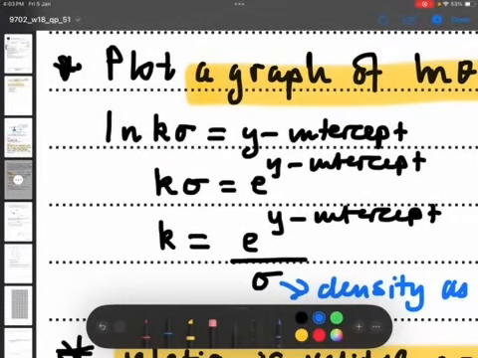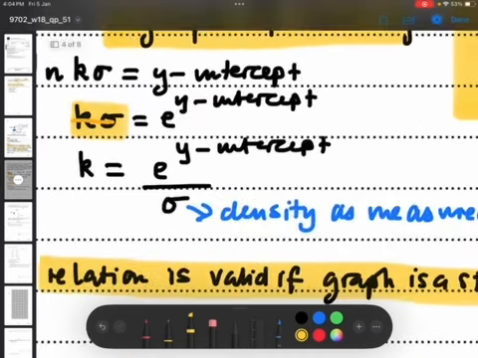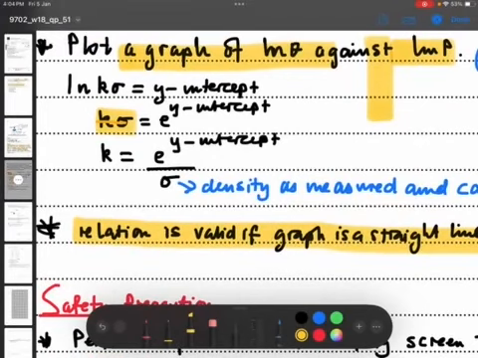Then to remove ln from both sides, we say e exponential to the power of ln k sigma, exponential to the power of y-intercept. But if you do exponential to the power of ln, it removes ln and we are left with just k sigma. The other side will be exponential to the power of y-intercept. So then how do you find k? k is equal to e to the power of y-intercept divided by sigma, because the goal was to find k. And k is the density as measured and calculated, as we talked about.